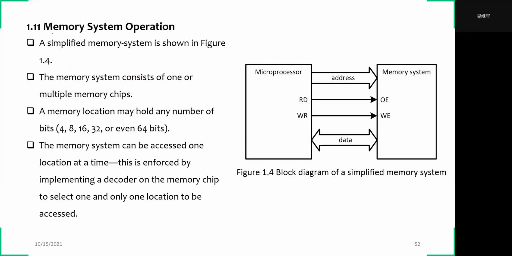This is a memory system operation. A simplified memory system is shown in the figure. This is a microprocessor. This is a memory system. Read, write the memory. Data. This we call the address. This is control. This is data. Three buses.